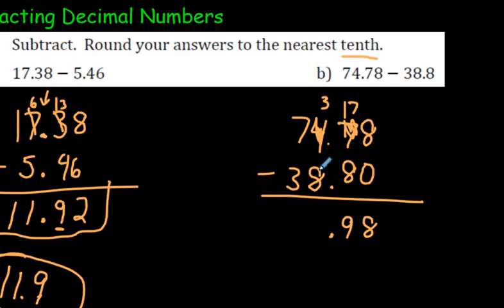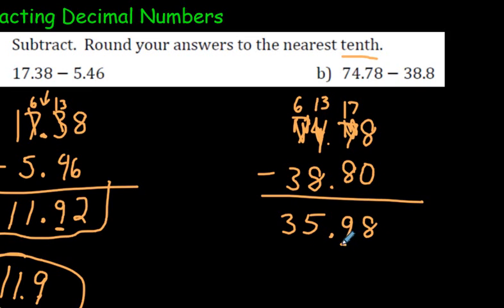3 minus 8, oh no, we have to borrow from this 7 right here. We'll make that into a 6. This becomes a 13. 13 minus 8 is, that's right, 5. 6 minus 3 is 3. There is our answer, except it says to round to the nearest tenth.